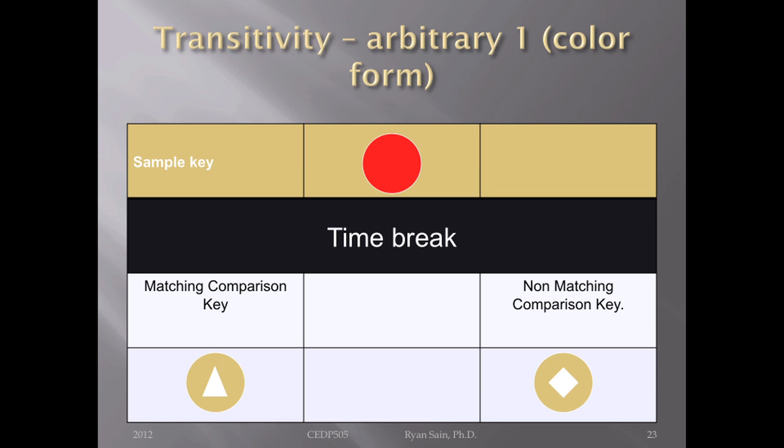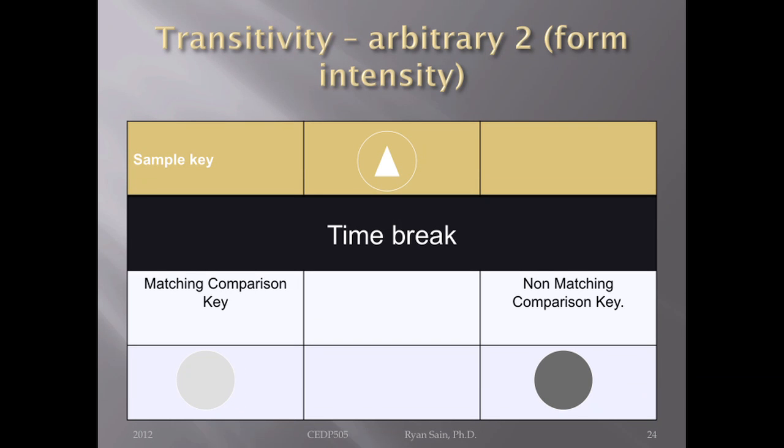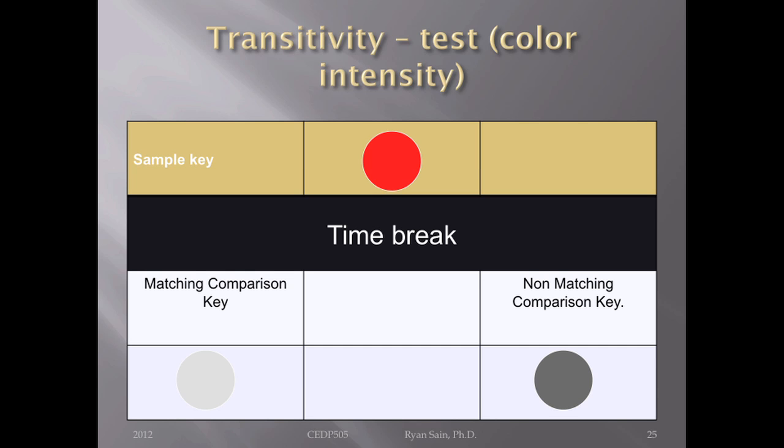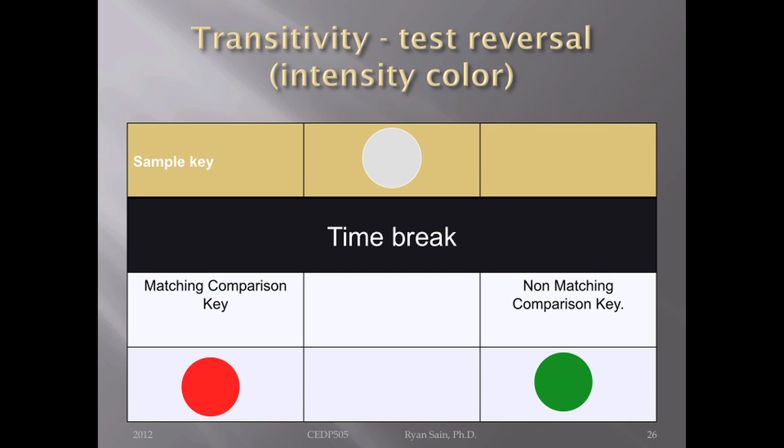And then here we go, our transitivity. We're going to work on color to shape. Here's some color to form. So red is going to be tied in with triangle. Now triangle is going to be tied in with a light key. So form to intensity, if you will, so the key is not as bright as the other one, or as dark. So the non-matching comparison key is dark. The matching comparison key is lighter in color, so it's brighter, so to speak. All right, so we did red equals triangle, triangle equals light color. Now red must equal the light color, and then we reverse the whole thing to make sure they really learned it, and go, light color should equal red. All right, so that's kind of how we do that.